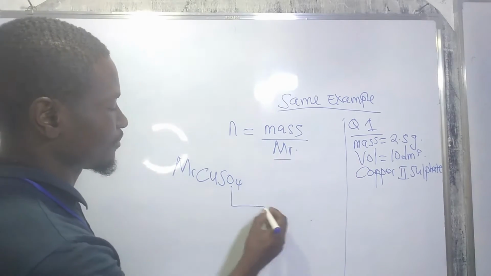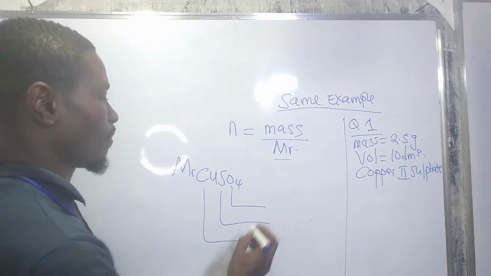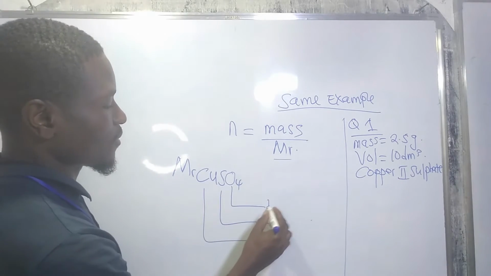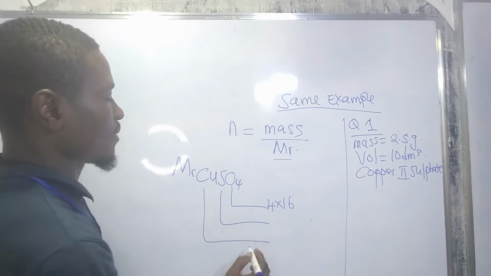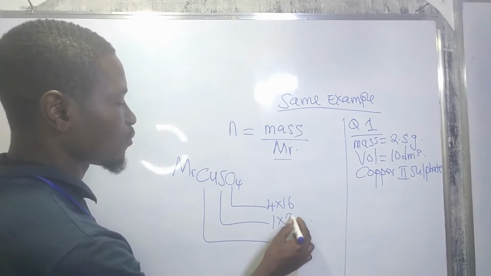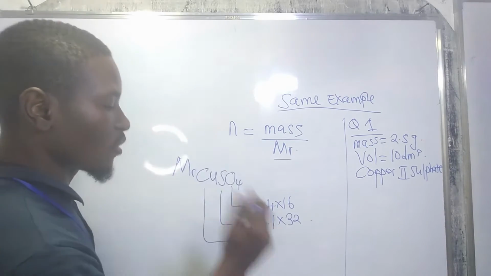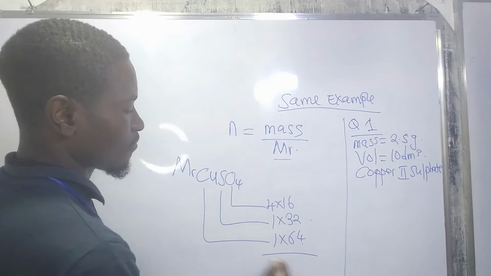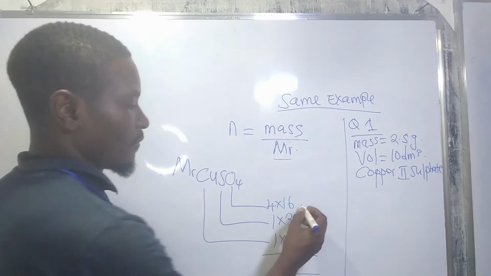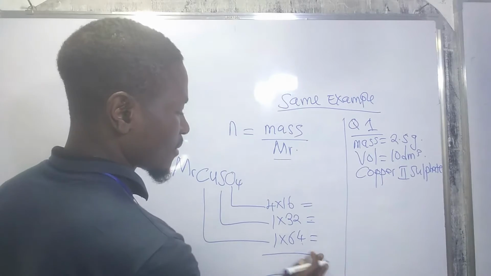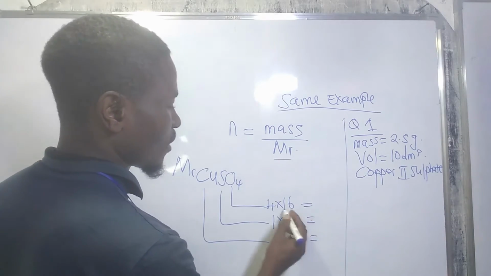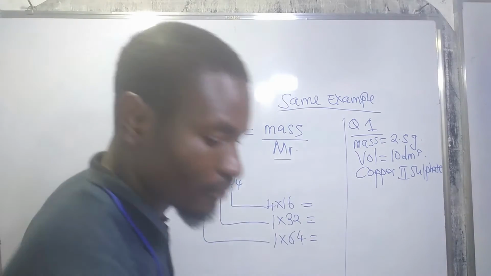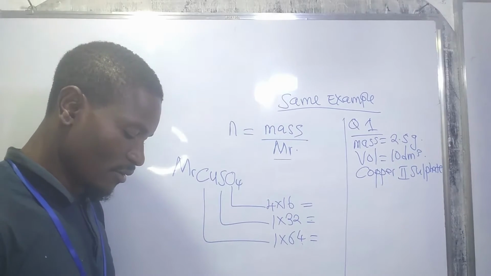So this is going to be, okay, so oxygen is 4 multiplied by 16. Sulfur is 1 multiplied by 32. Copper, there is only one copper, multiplied by 64. First of all, what you do is you get the answers there. So 4 by 16.